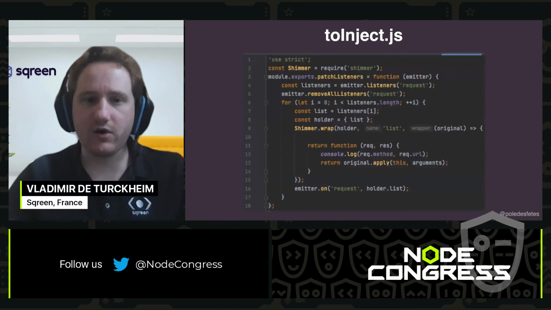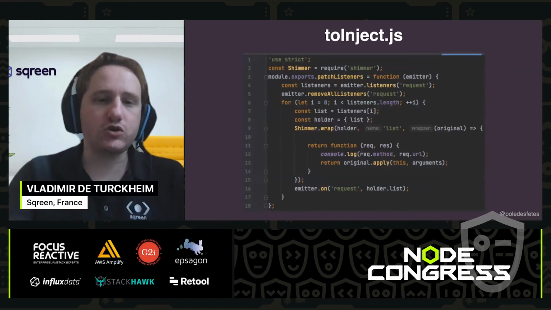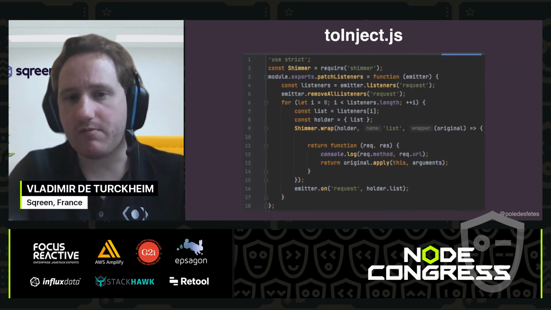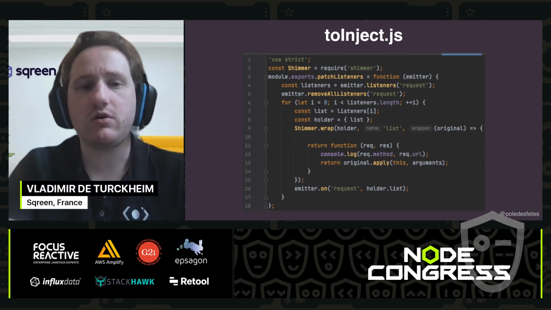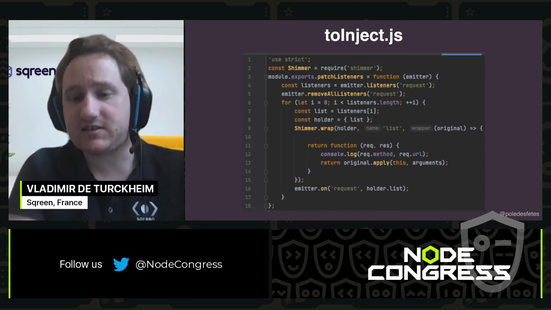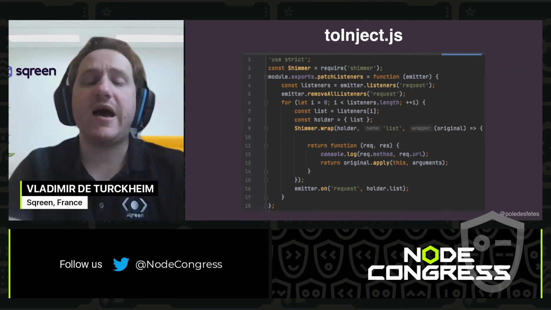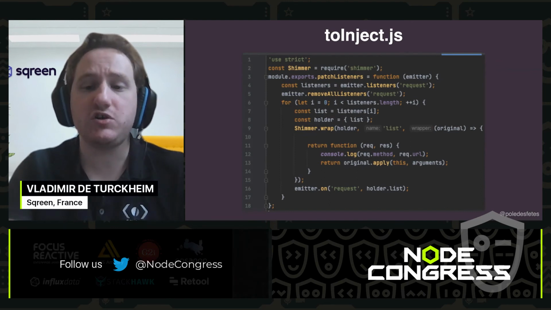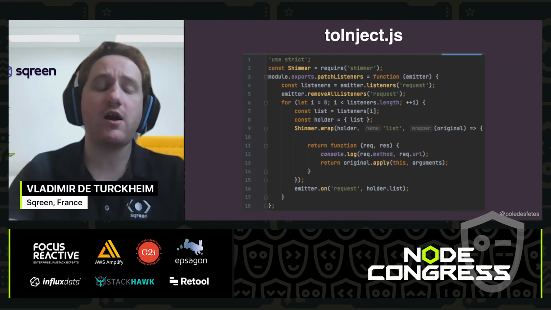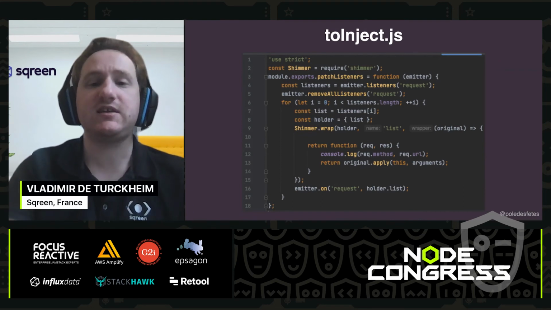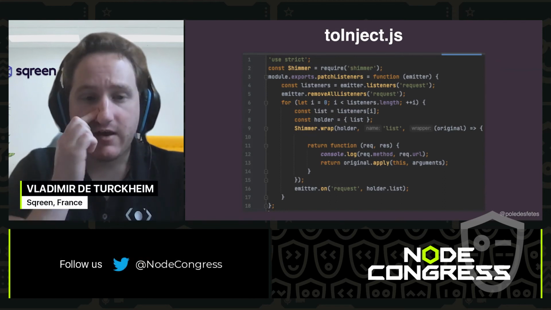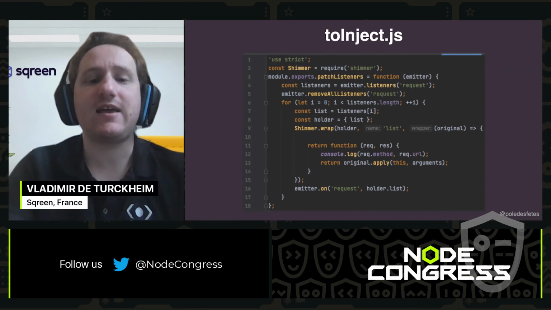So what is this method? What's inside to inject? Well, it's just a small function that does the following. It takes an emitter as a parameter, so it expects it to be an event emitter. It gets all the listeners for the request event, that is the event fired by http.server each time there is a new HTTP request in Node. Then on line 5, it removes all of them. So there are no listeners on HTTP server anymore at this point. And for all of them, it replaces them by the function defined on line 11.